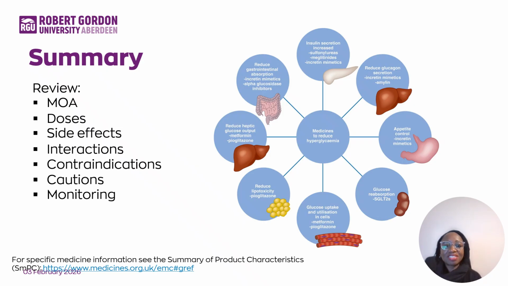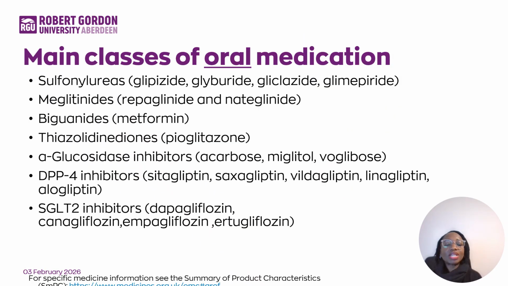So now let's delve into each of these chemicals. The main classes of oral medication are the sulfonylureas. So we have glipizide, glyburide, gliclazide, and glimepiride. And then we have the meglitinides, so repaglinide and nateglinide. Then we have the biguanides, and in this case, we only have metformin on the market just now. And then we have the thiazolidinediones, like pioglitazone, which is the only one left on the market.